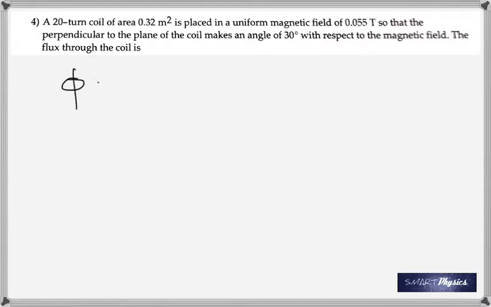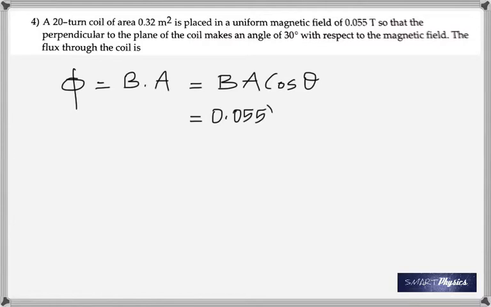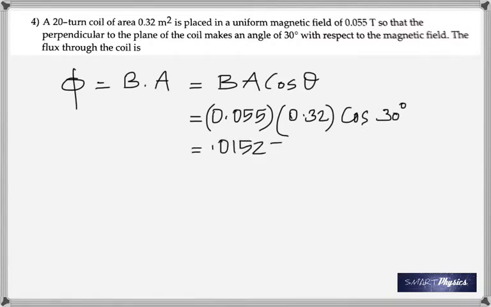Flux is the dot product of B and A. So phi is B dot A, which is B times A times cos theta. And theta is the angle between the magnetic field and the perpendicular drawn to the coil, which is actually given here. So it's a direct substitution of those numbers that gives you 0.0152 Tesla meter squared.